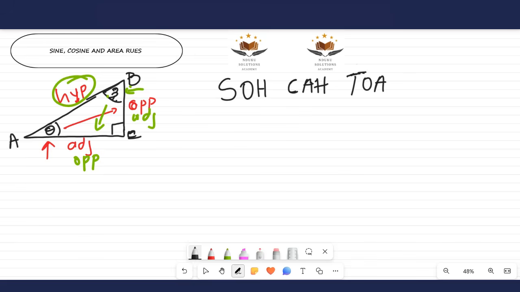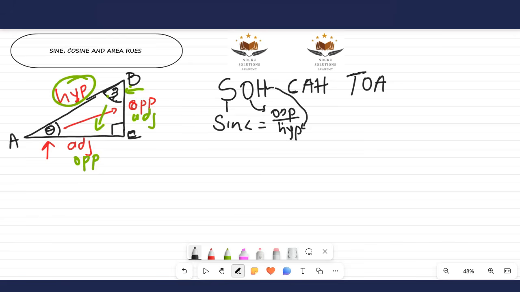This can only work when you have a right angle triangle. Please remember, grade 11s and grade 12s, this can only work when you have a right angle triangle, where this is sine, which means that the sine of any angle will be equal to the opposite, which is the O, over the hypotenuse, which is the H.